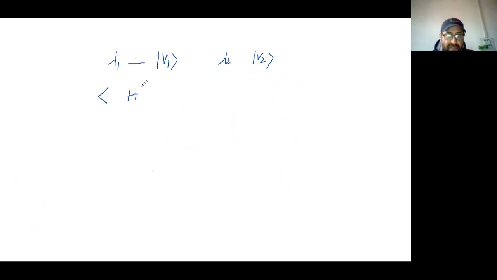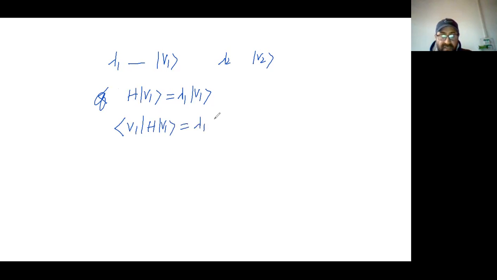First of all, H acts on v1, and it will surely give us lambda 1 times v1. This is the first step. Then we can also sandwich it with the same state, so that we take advantage of the normalization later on. So we get v1 here. Now let us say for the same state, or in fact we can make it different.